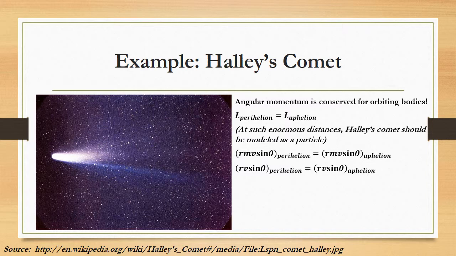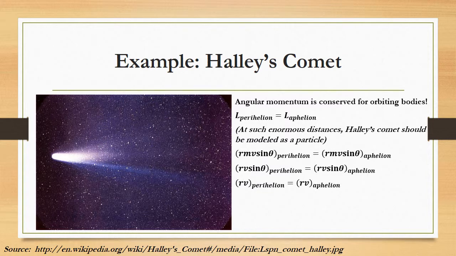So remember, that's going to be the angle between r, which is the line from the Sun to the comet, and p, the momentum. p is always in the same direction as velocity, and so that's a 90-degree angle, or very close to a 90-degree angle. So sine of 90 is 1. We can drop out sine theta. And this simplifies nicely. We just end up with rv is equal to rv.